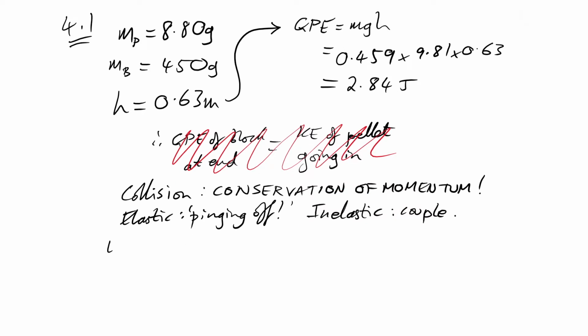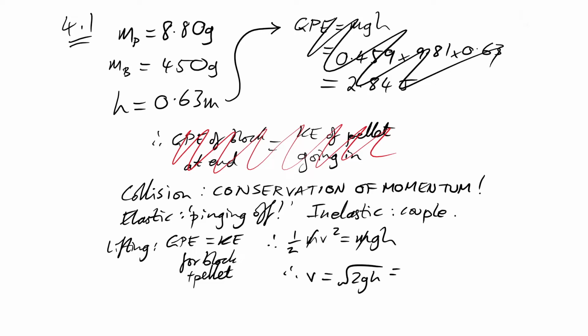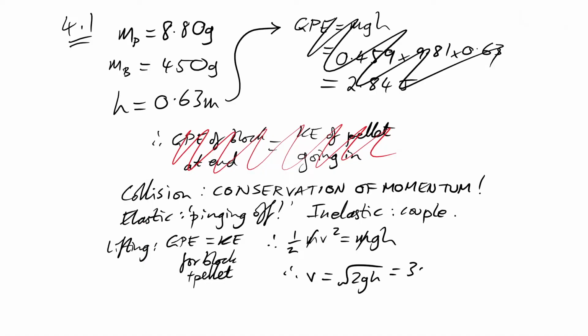Well, we can deal with the lifting of the block first. So yes, we can say that GPE is equal to KE for the block and the pellet. Therefore, half mv squared is equal to mgh. The m's cancel, so it actually doesn't matter how heavy the mass is. So I don't actually need that bit up there, but if you want to do it the long way around, that's fine. So the speed of the block after the pellet has hit it is equal to root 2gh. And that gives me a speed of 3.52 meters per second.